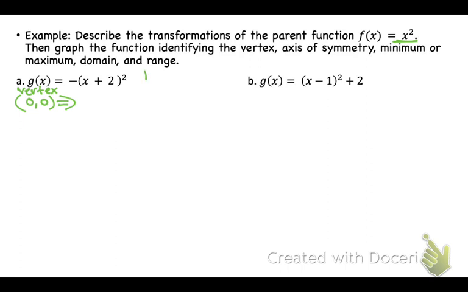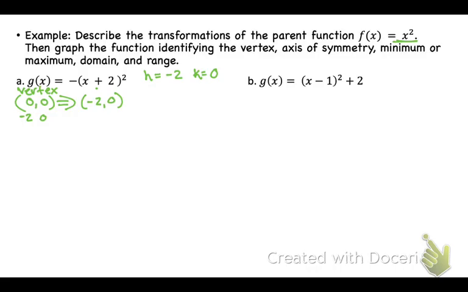So what's your h? Negative 2. Why is it negative 2? Because it's positive in there. What's your k? 0. How do you know 0? There's nothing out there. Could I put a 7 up there? Yeah. Okay. So now I have to subtract 2 and add 0. And I'm going to get what? Negative 2, 0.